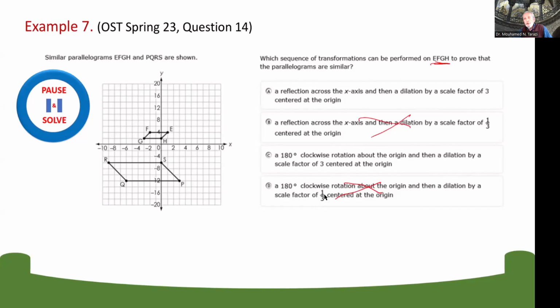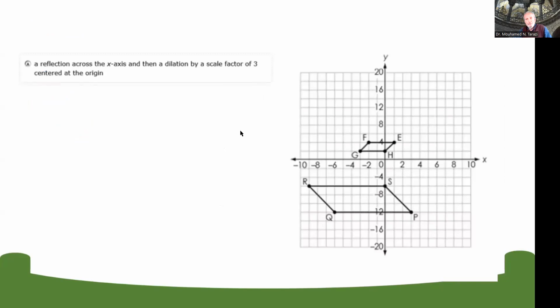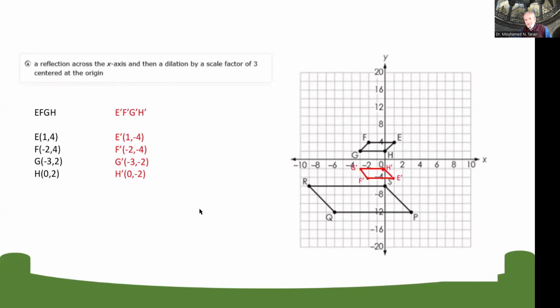So now you have 2 options. You can't just guess, like you have a 50% chance to guess it right, but you need to do the work. So let's try option A, to see if that is a good option or not. A reflection across the x-axis and then a dilation by a scale factor of 3. So let's do the reflection. That's your E, F, G, H. Those are your coordinates. The reflection will give you, see, x does not change, y changes, because you are making a reflection across the x-axis.